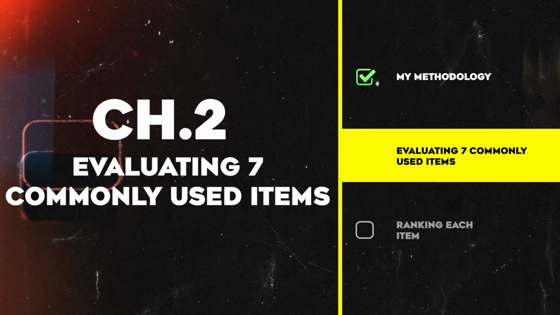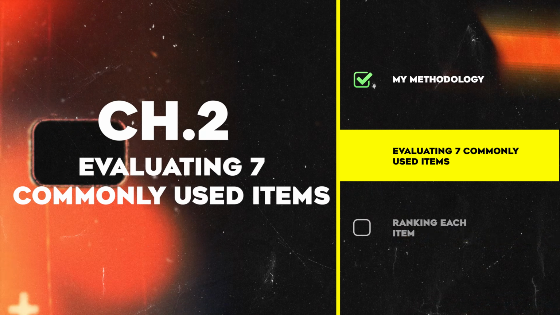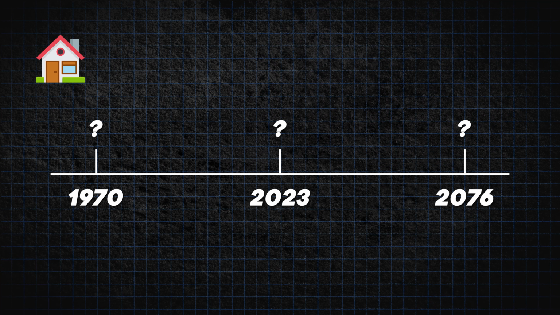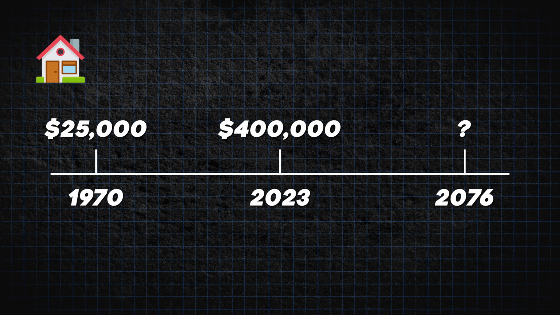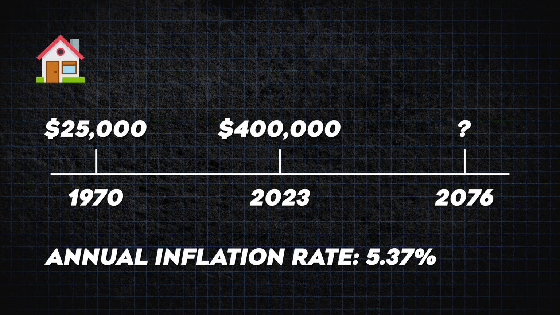First up on the list, we're gonna take a look at the average price of a home being sold in the United States. During 1970, the median home price was just around $25,000, depending on the month. So we'll just round it to 25,000. By the end of 2023, the median home price was just over 400,000. So in the last 53 years, home prices have gone from 25,000 to over 400,000. If we take a look, that is an annual inflation rate of 5.37%. Every single year.